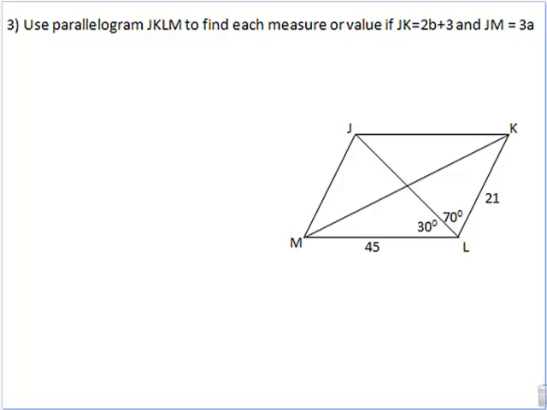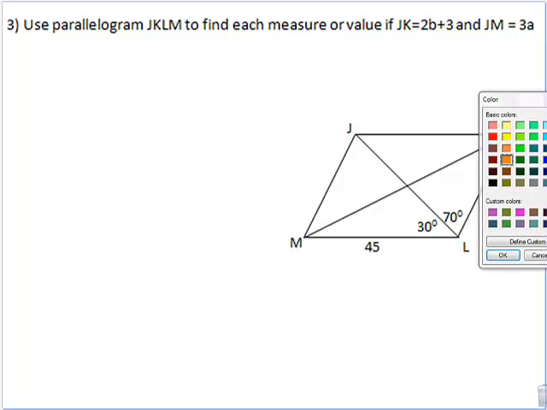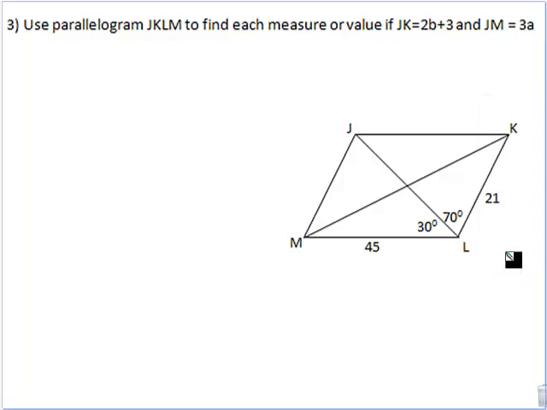Use parallelogram JKLM to find each measure or value if JK is 2b plus 3 and JM is 3a. So what should I do with those values first off? All right, put them on down. So JK is 2b plus 3, JM is 3a. Okay, so how am I going to find a? 3a equals 21. Okay, so then what's a?